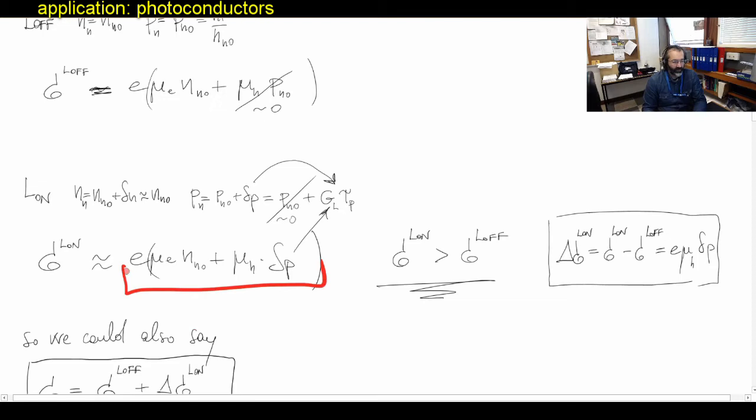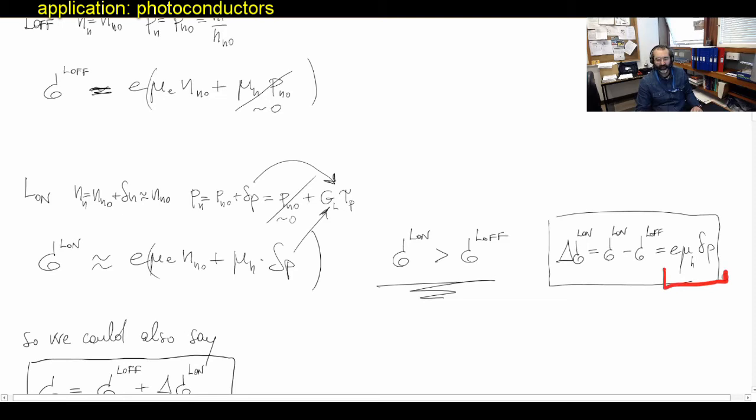This, as you can see, is the conductivity when the system was with no light. But now there is this additional term. So generally, the conductivity of the semiconductor when the light is on is bigger than the conductivity when it is off. We could also say that the delta sigma when the light goes on, which is obviously the difference between sigma L on minus sigma L off, is effectively given by this.